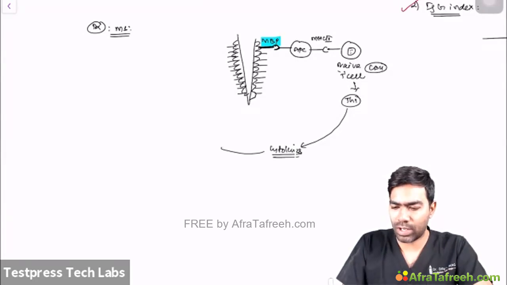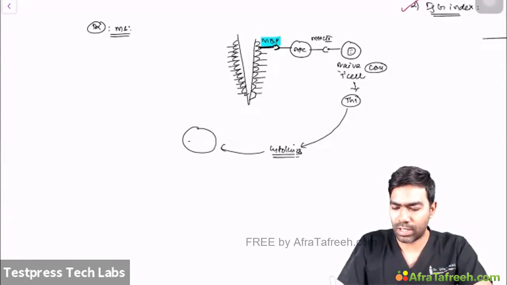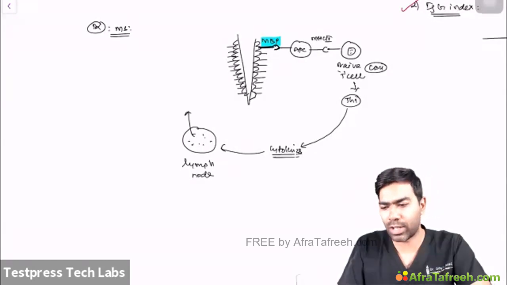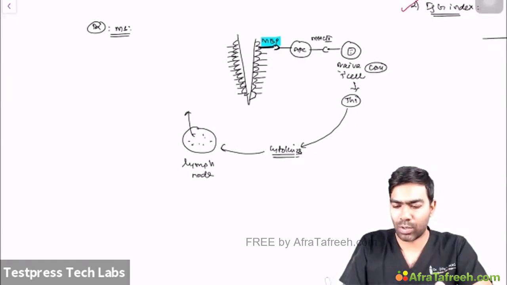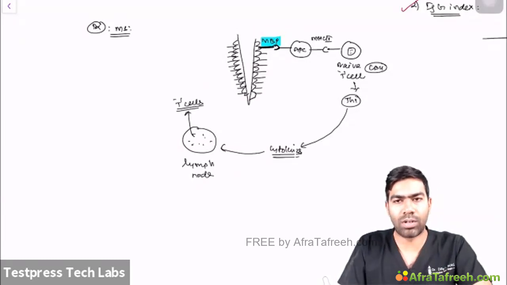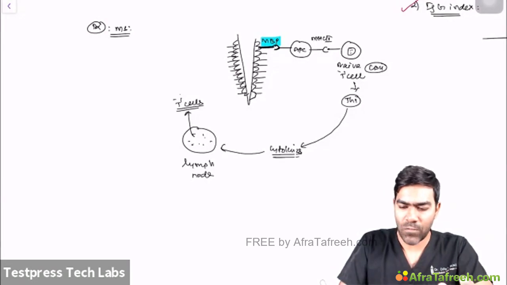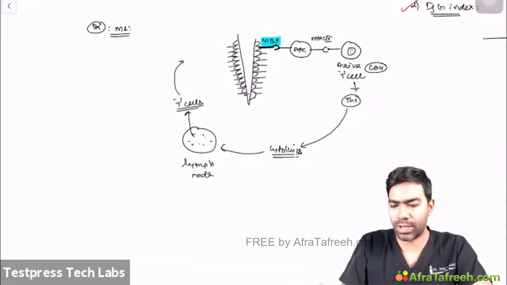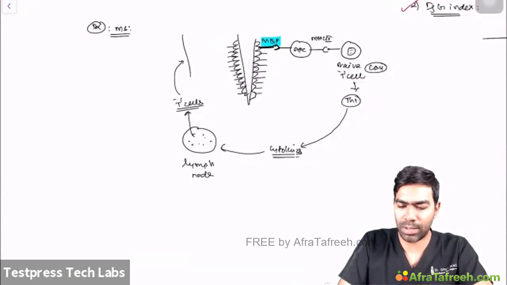So these cytokines are going to stimulate the local lymph node, and this local lymph node, once it's stimulated by the cytokines from the T helper 1 cells, is going to release more and more T cells and more inflammatory cells. And these more and more T cells and more inflammatory cells will have to enter the blood-brain barrier now.